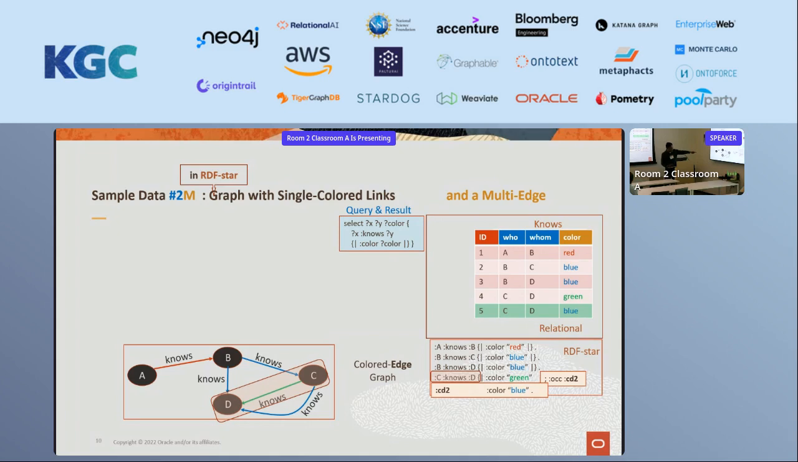So if you look at the bottom here, I don't know how to show my mouse here, but let's arrow here. Essentially, I added this. C knows D has an occurrence, CD2. So I created an extra occurrence there. And underneath that, once I get that ID, CD2, as an occurrence of the triple, then I can say CD2 color is blue. Okay, so the original one remains, and I create a new occurrence of that triple, and then I can say that occurrence's color is blue.